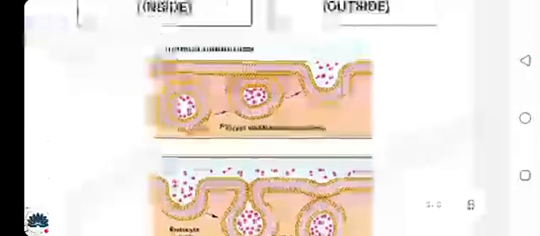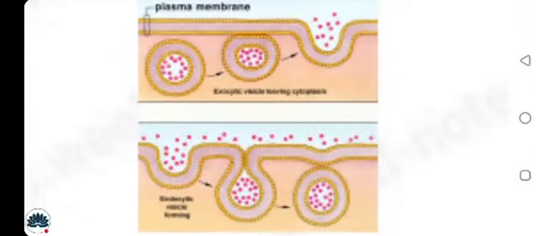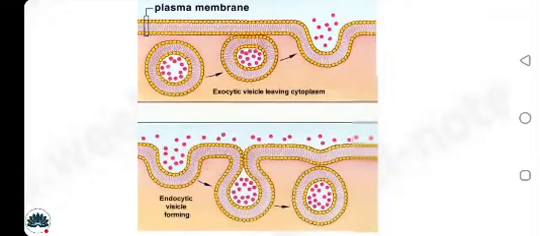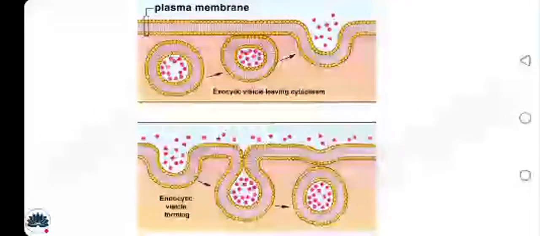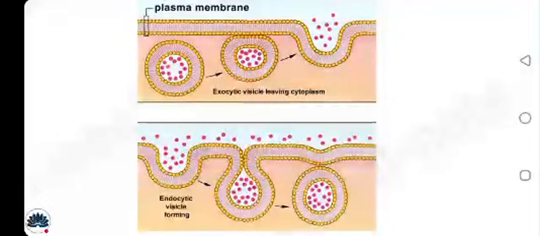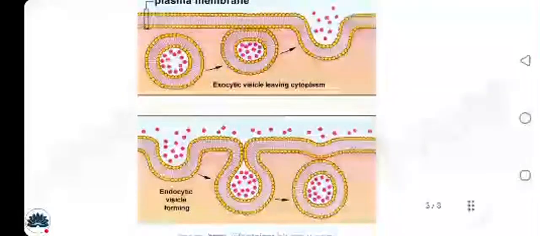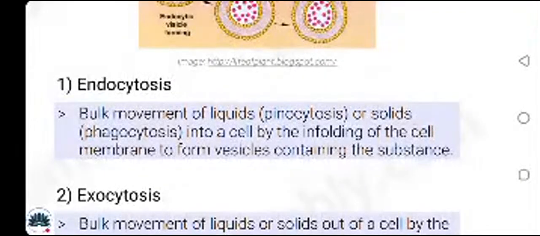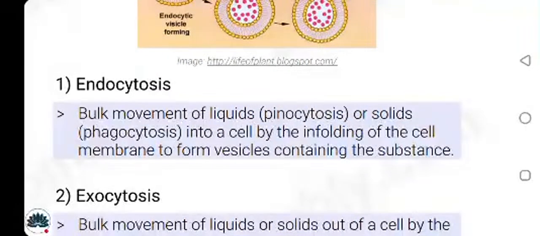Now you can see from this figure very easily what is happening. Whenever exocytosis occurs, the vesicle is leaving the cytoplasm. You can see how it is leaving and how it is entering or forming. When it is leaving, it is called exocytosis, and when it is entering, it is called endocytosis. Endocytosis is the bulk movement of liquids, pinocytosis, or solids, phagocytosis, into a cell by the enfolding of the cell membrane to form vesicles containing the substance.